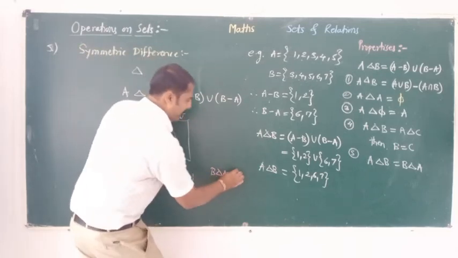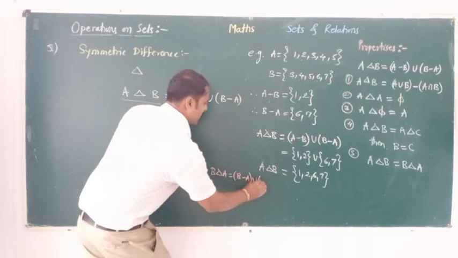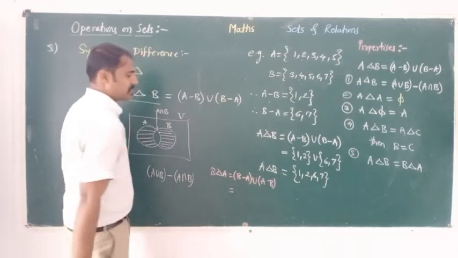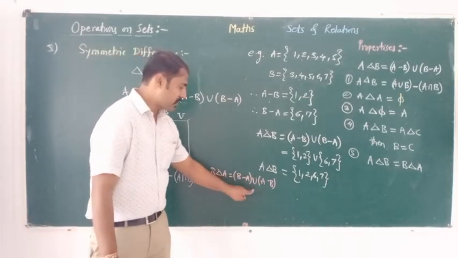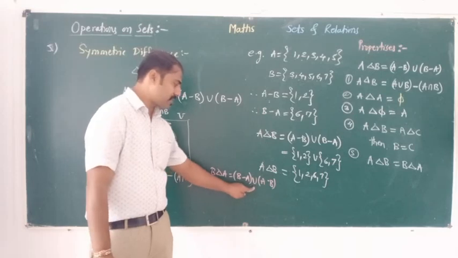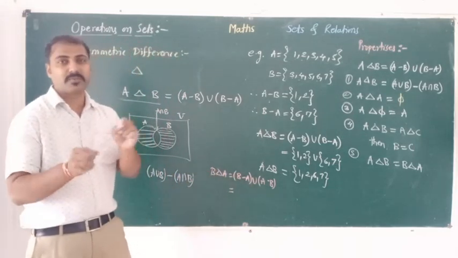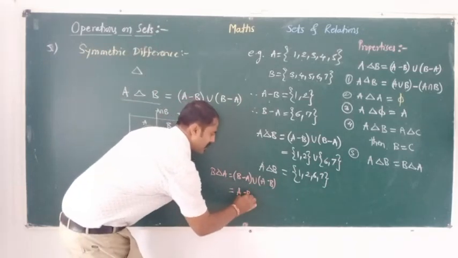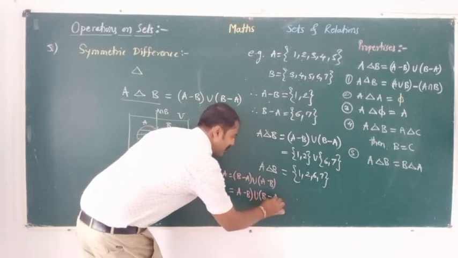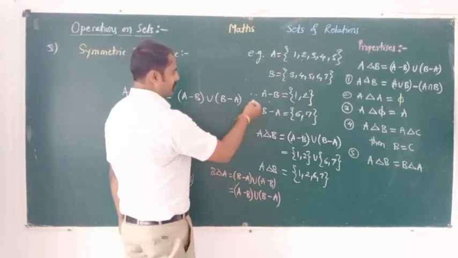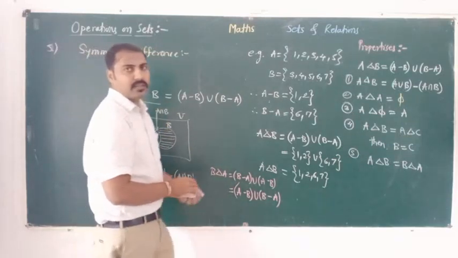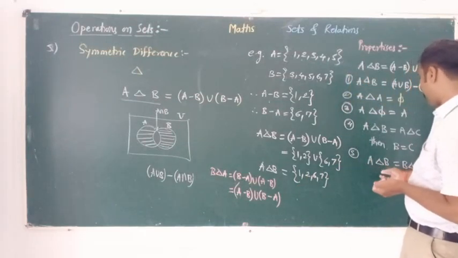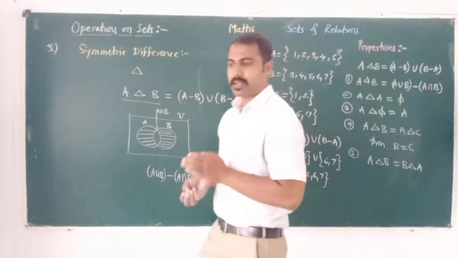B minus A union with A minus B. Changing only the order. We know that A minus B union B minus A is equal to B minus A union A minus B, because union is commutative. So B delta A is similar to A minus B union B minus A, which is our definition of A delta B. So here is the fifth property: A delta B is equal to B delta A. Okay.